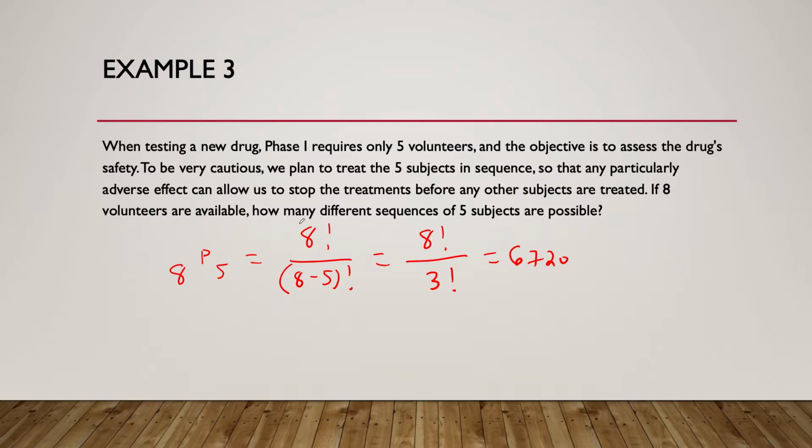Alright, so this would be 8P5, so 8 factorial divided by 8 minus 5 factorial, so 8 factorial divided by 3 factorial. You could toss this into a calculator and do the math out, but you'd get an answer of about 6,720 sequences, since the order does indeed matter, since we want this to be in sequence.